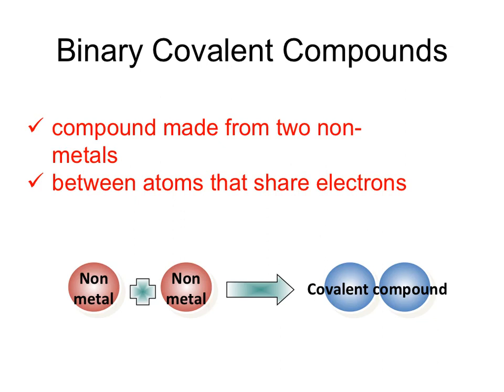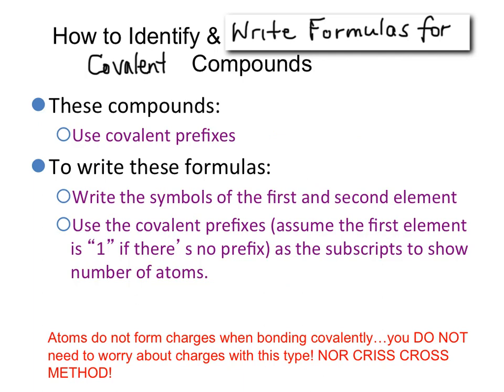Now that we've written chemical formulas for ionic compounds, let's do the same for the binary covalent compound. Remember, that's made of 2 nonmetals that are sharing electrons. So how do we identify and write formulas for covalent compounds? Remember that these compounds are going to have covalent prefixes. And all that you do here is you write the symbol of the first and second element, and you translate the prefix into a subscript. Atoms in this type of bond do not form charges, so you don't need to worry about crisscrossing.